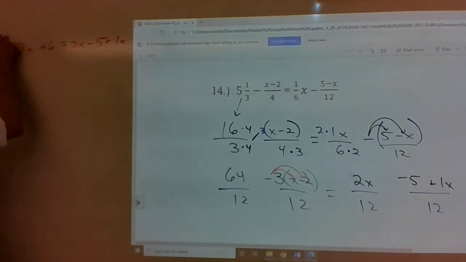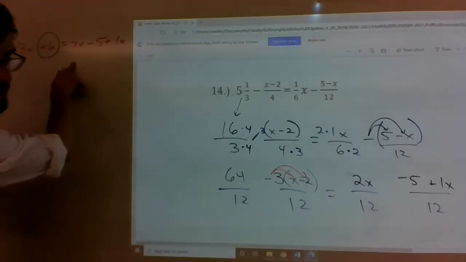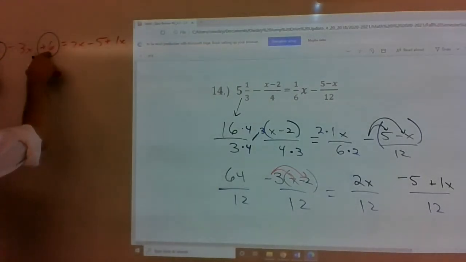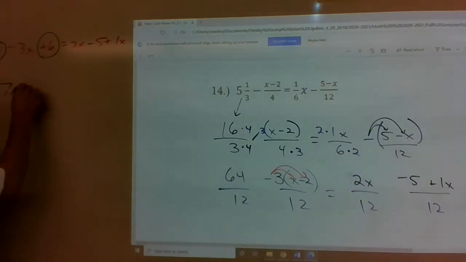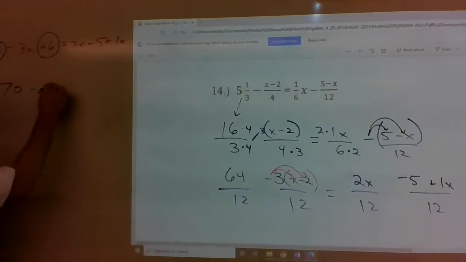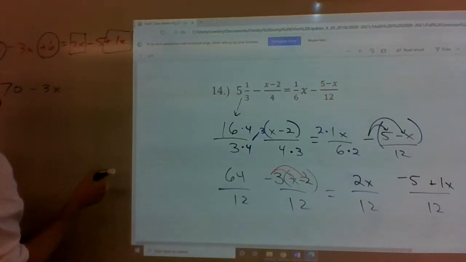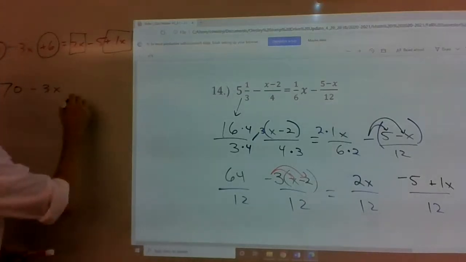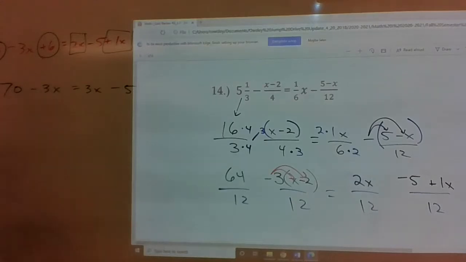Okay, I'm going to highlight the 64 and the 6. 64 plus 6, because they're on the same side of the equation, I just add as is. 70. Keep the minus 3x. Now I'm going to highlight the 1x and the 2x, and I'm going to just add them. That's 3x minus 5.